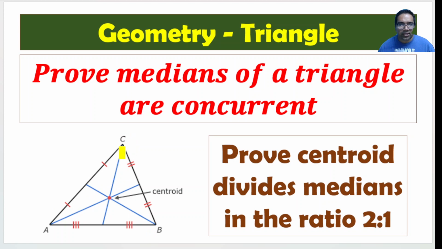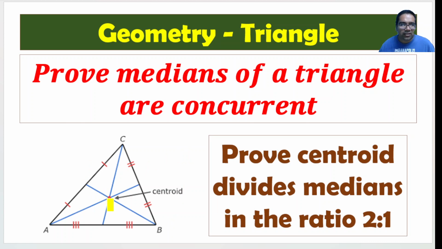What is the median? Median is a line drawn from a vertex to the middle of the opposite side. For example, this point is the middle of AB. This point is the middle of BC. Likewise, from each vertex to the middle of the opposite side. Now, these medians meet at a single point. This is what we have to prove.